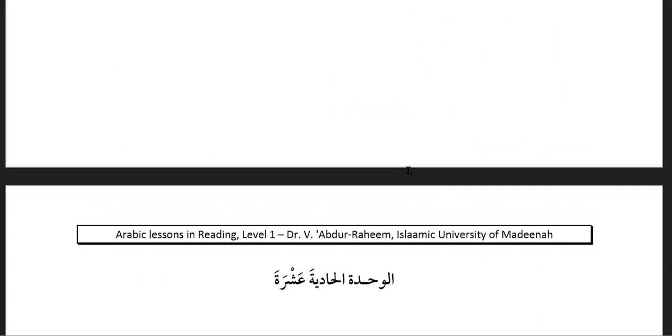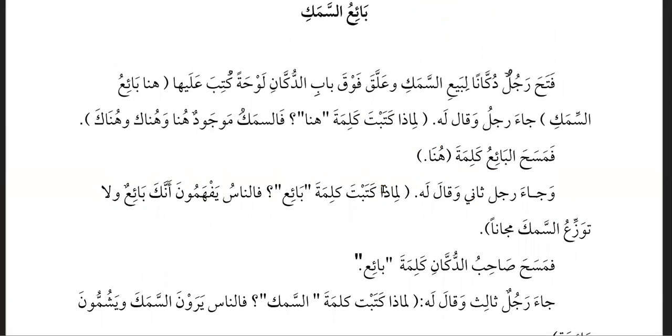Okay. So now we have the lesson, which is a title, and it's called بائع السمك, مضاف ومضاف إليه. So بائع will translate as seller. And سمك is fish. Yes. So بائع السمك, it's the fish seller. So let me see if you can work out what it all means. Okay, so I'm going to read it and then we'll go through it.